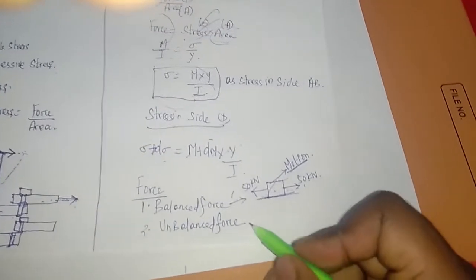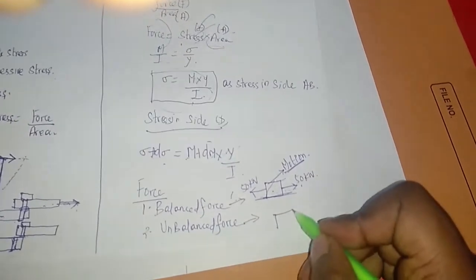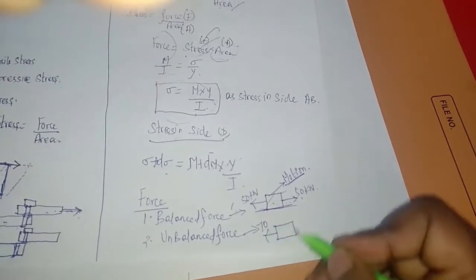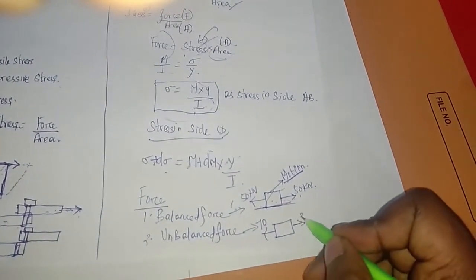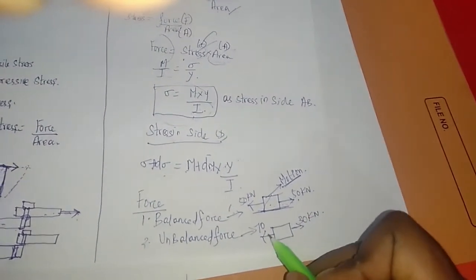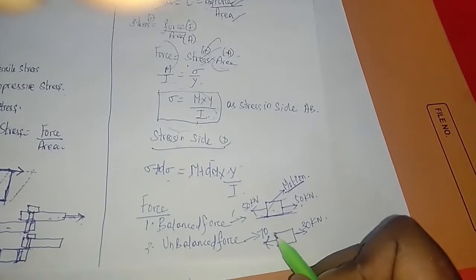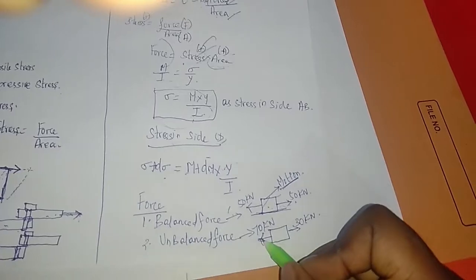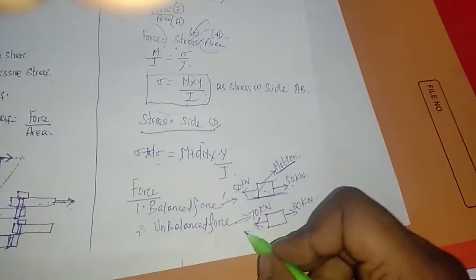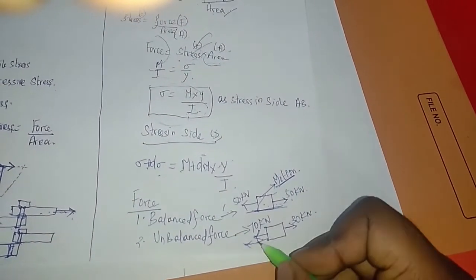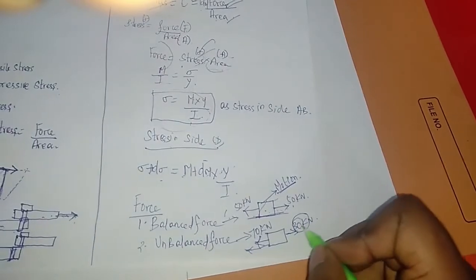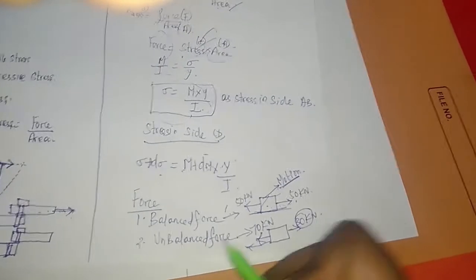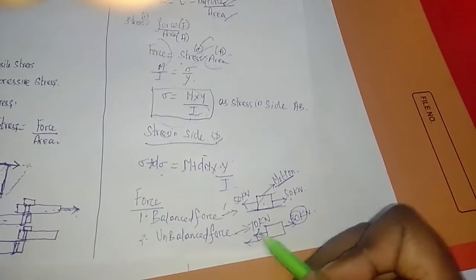But unbalanced force is two unequal forces acting in opposite directions. For example, if I take 70 kilonewton in one direction and 30 kilonewton in another direction, what will happen? The 70 kilonewton is much higher than the 30 kilonewton, so it will make the object move in this direction, right? Because the 30 kilonewton can't resist the object's movement. So due to unbalanced force, the object may move from one direction to another.